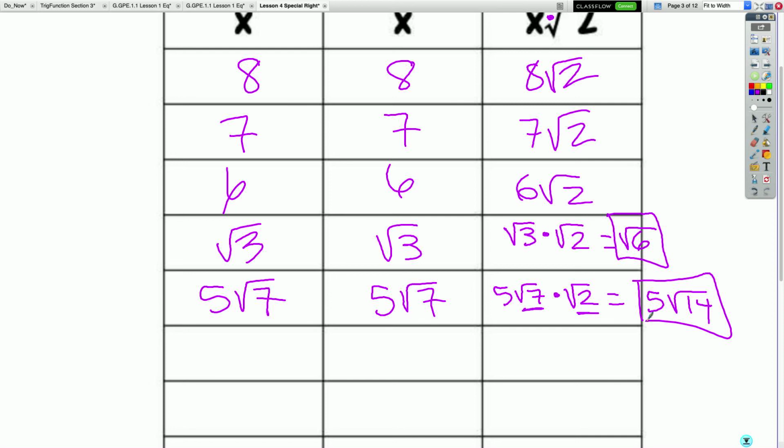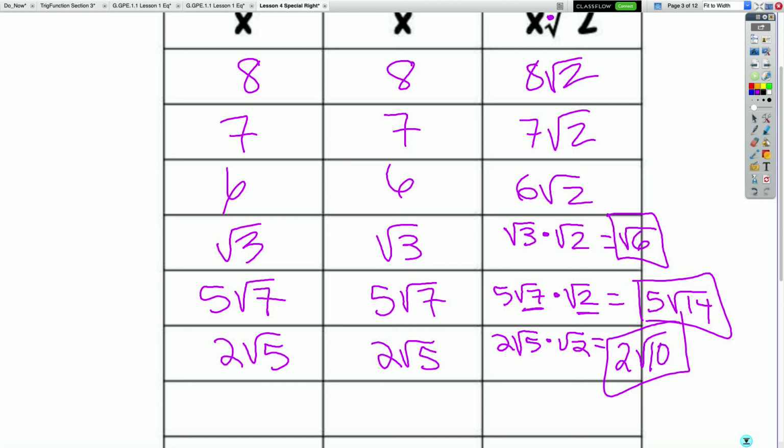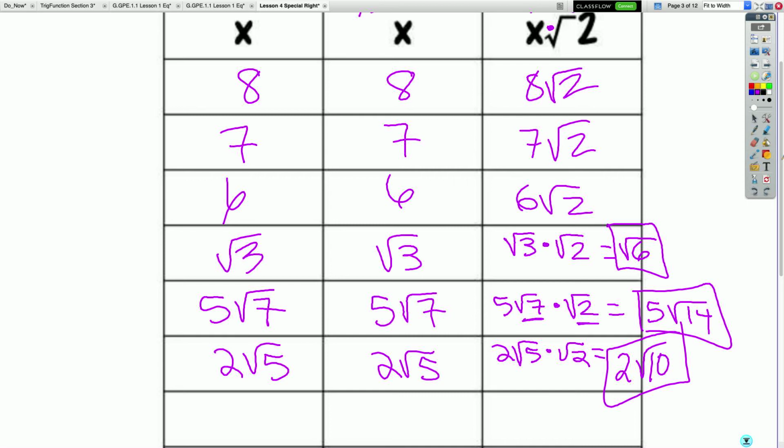So I'll give you one to try on your own. Let's do 2 square root of 5. And I'll pause here so I can walk around and answer questions. Okay, so 2 square root of 10 was our answer there. I'm going to show you an example of one that we would have to simplify. So the square root of 6, 14, and 10 are all in its most simplified form. I'm going to give you an example of one that is not.